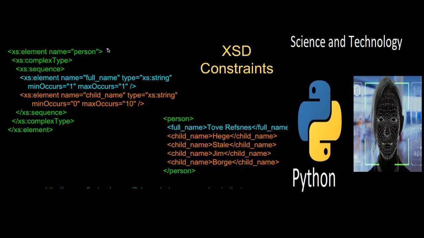We can do things like have a complex type, we have a sequence. Here we have a string, full name, and a string, child name. But we have this minOccurs and maxOccurs. So minOccurs is the minimum number of times it can occur, and maxOccurs is the maximum. So minOccurs equals 1, maxOccurs equals 1 means it's required. And so this is required, and we don't have two of them. Two of them would be an error. One of them is fine, so that's good. Here, the child name is minOccurs 0, maxOccurs 10. So we have 4 here, and so that's good too. And so that is another kind of XML schema constraint that you can have.